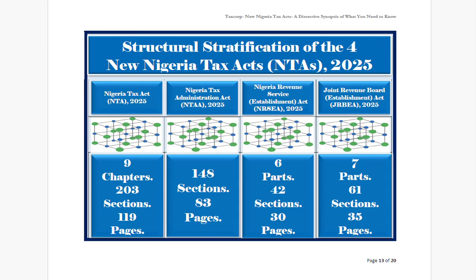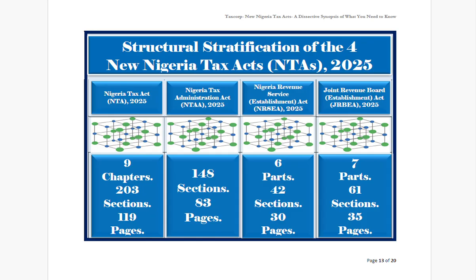Similarly, the Nigerian Tax Administration Act is structured into 148 sections and 83 pages. It does not have chapters. The Nigerian Revenue Service Act is structured into 6 parts, 42 sections, and 30 pages. It doesn't have chapters. The Joint Revenue Board Act is structured into 7 parts, 61 sections, and 35 pages. So you have them here: 119 pages, 83 pages, 30 pages, and 35 pages. That is what they are structured into.